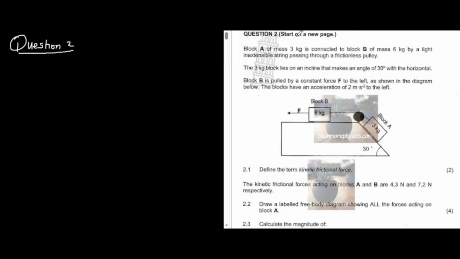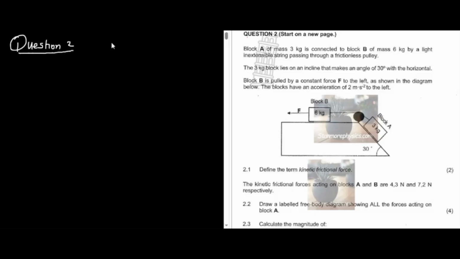Okay, so they say that we have block A of mass 3 kg. It's connected to block B of mass 6 kg. So we can see that from the diagram. Now the 3 kg block is the one that is on the incline, and it makes an angle of 30 degrees with the horizontal. And block B is pulled by a constant force to the left, as shown in this diagram. And we are also given the acceleration of the blocks. So both of these two blocks will move with an acceleration of 2 meters per second squared to the left.